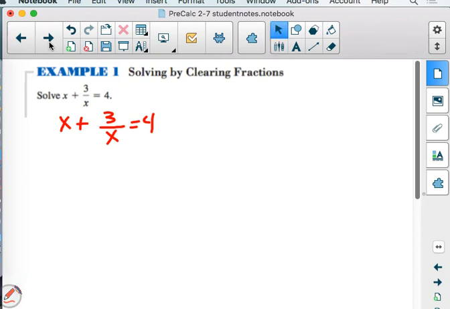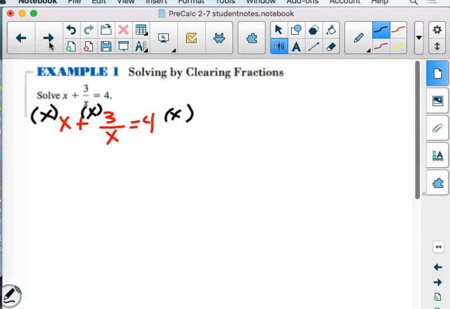X. So we're going to multiply every term we see up here by x. We know whatever we do to one part, we have to do the others to keep this equal. So here we'll get an x squared, because this is the same thing as x over 1. So x squared plus, here the x's will cancel out and we'll get 3. Equals 4x. Now, thinking ahead, that might be something that we could factor if we got everything over on one side. So let's subtract the 4x.